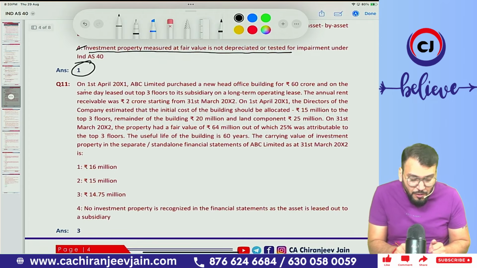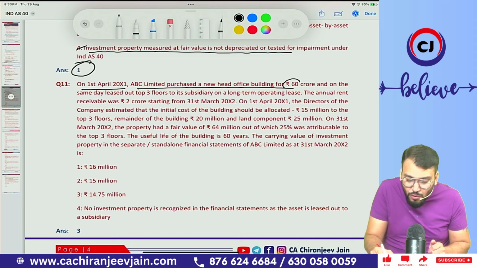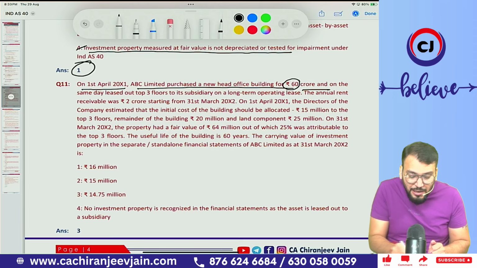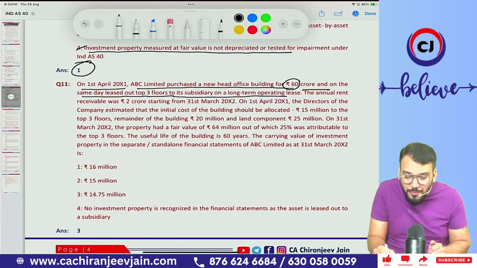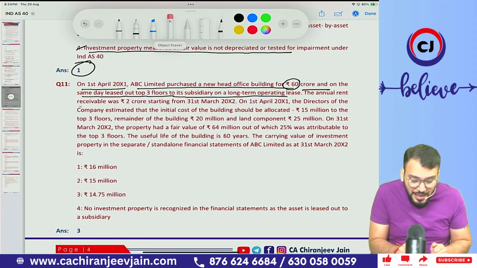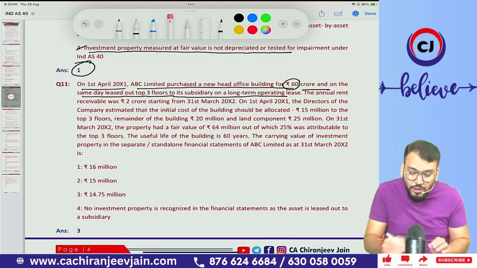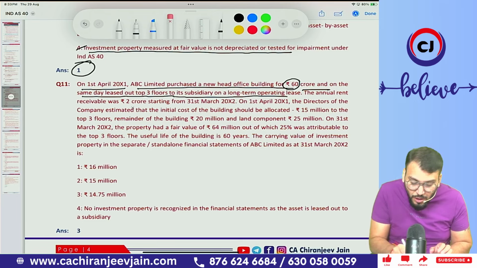Coming to question 11, on 1st April 2001, ABC Limited purchased a new head office building for 60 crore. So they purchased a new head office building for 60 crore, and on the same day leased out top 3-4 floors to its subsidiary on a long-term operating lease. So top 3-4 floors have been given on rent. The annual rent receivable is 2 crore starting from 31st March 2002. So it was given at 2 crore starting from 31st March 2002.